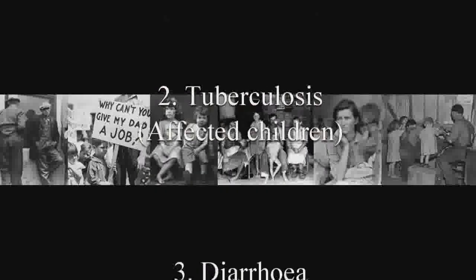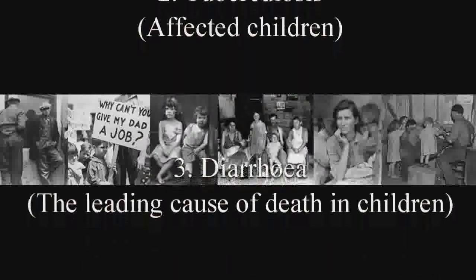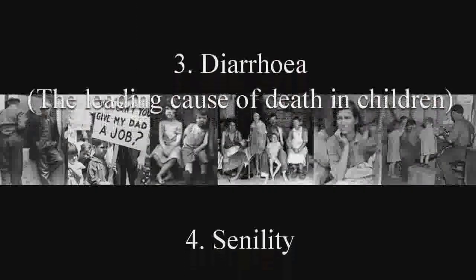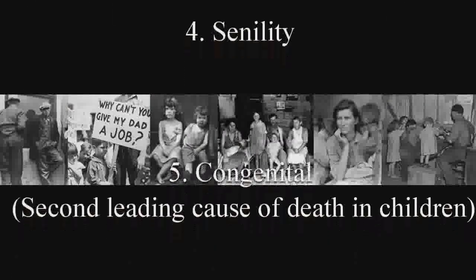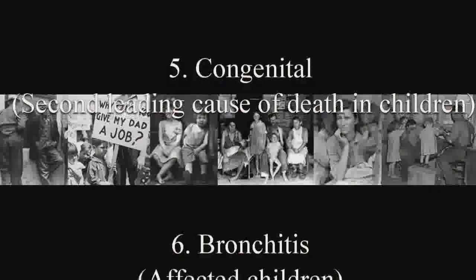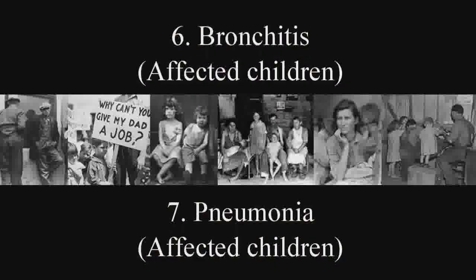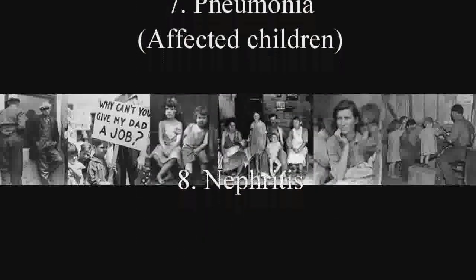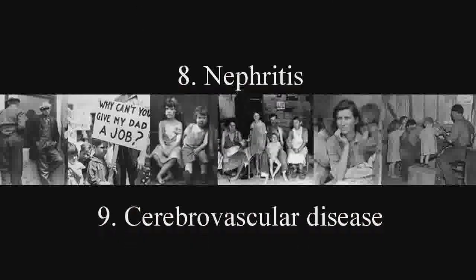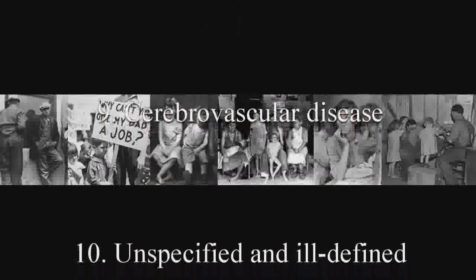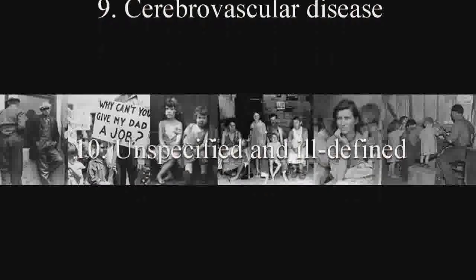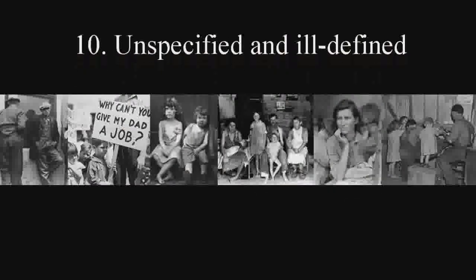tuberculosis, diarrhea, senility, congenital, bronchitis, pneumonia, nephritis, cerebrovascular disease, unspecified and ill-defined. Of all these causes, there was one that attributed to the deaths of the majority of infants in early Australia.